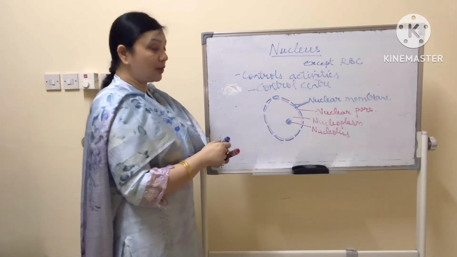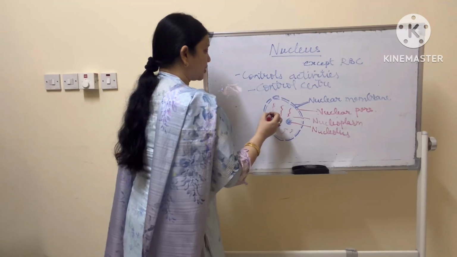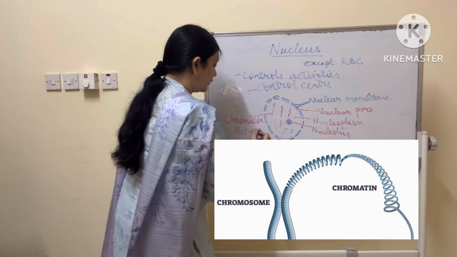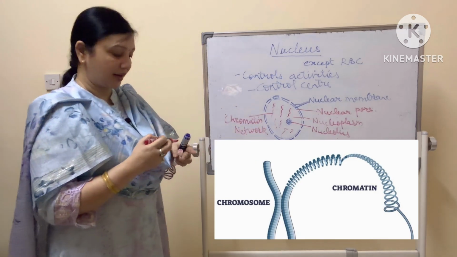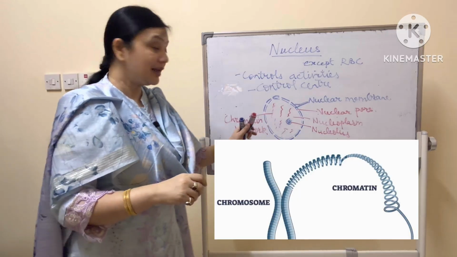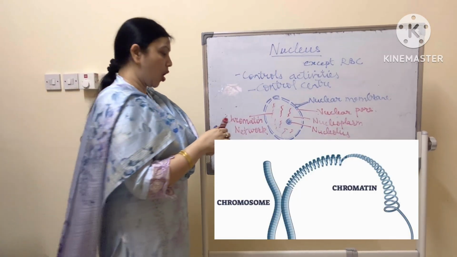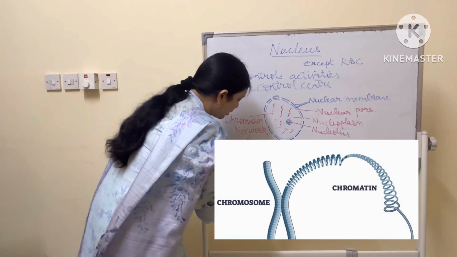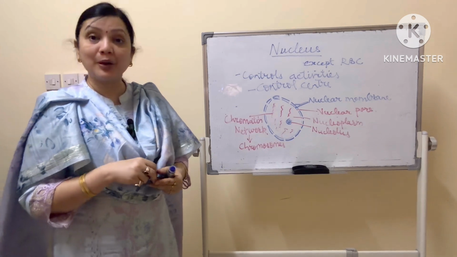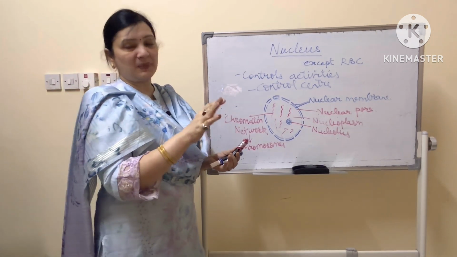Now, in this nucleoplasm, there are certain thread-like structures. These thread-like structures are called the chromatin network. They are very thin structures, but at the time of cell division, these chromatin networks swell up. They become thick and short, and then they are called chromosomes.